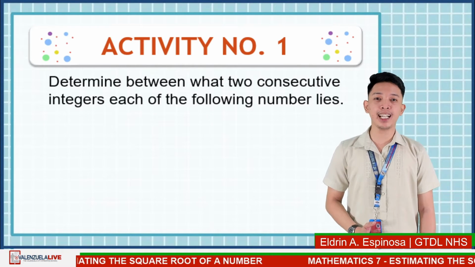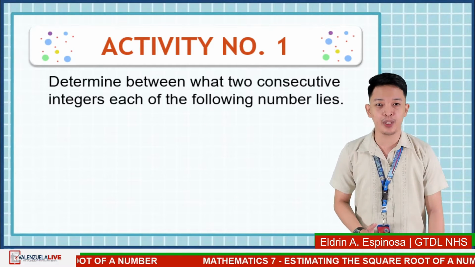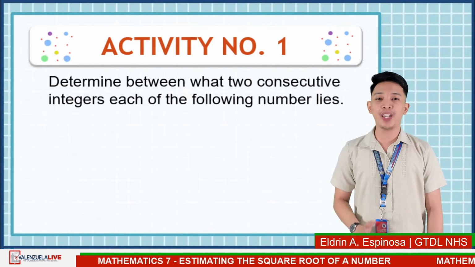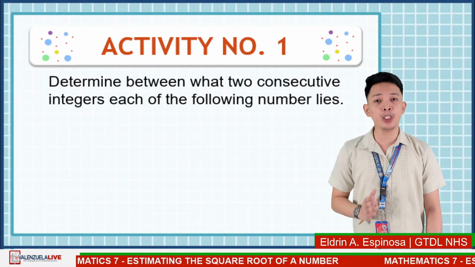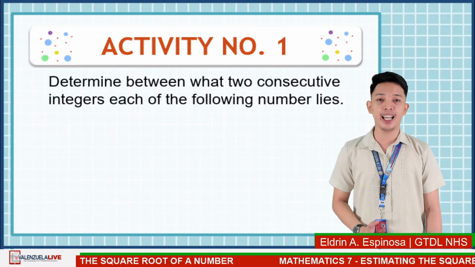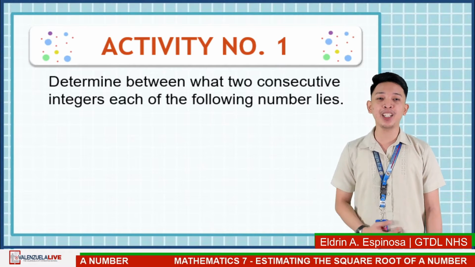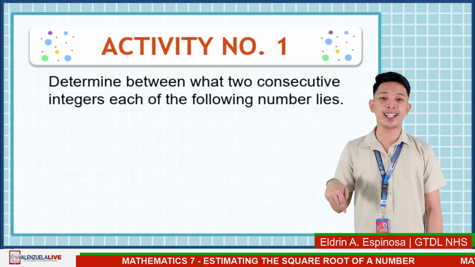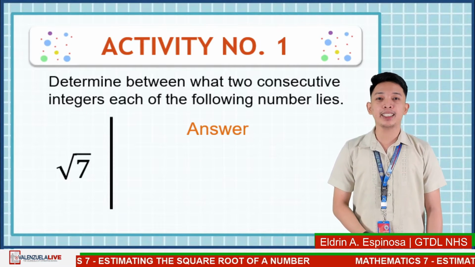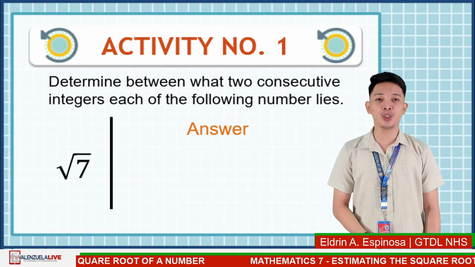For our first activity, let us see how much you remember our lesson last week about the principal root and irrational numbers. All you have to do is to determine between what two consecutive integers each of the following numbers lies. Are you ready? You have 5 seconds to write your answer in our comment box below. First number, square root of 7. 5 seconds, go!